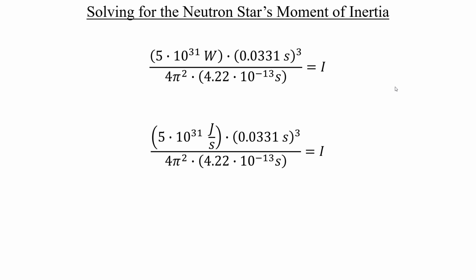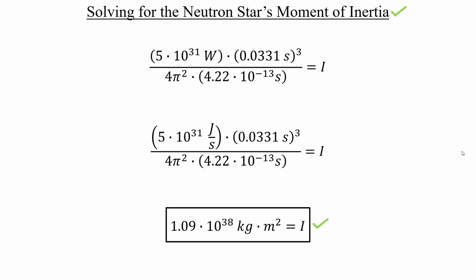We're doing this so that we keep the units in a proper format as we go along, and our moment of inertia result is in kilograms times meters squared, right? We don't want watts in there. So when we take this second line here and put it into a calculator, we end up with the following. Approximately 1.09 times 10 to the 38th kilogram meters squared. And that's our answer for part A.